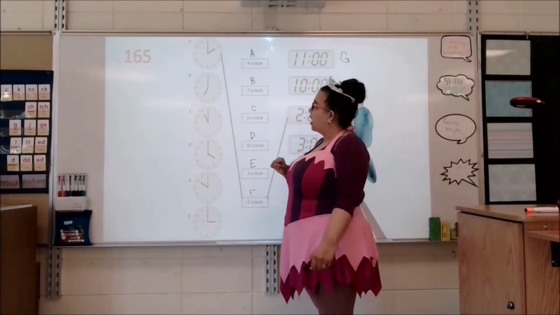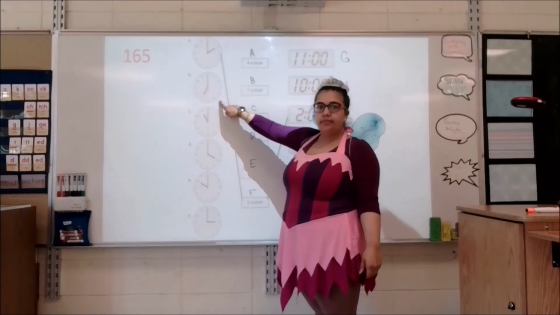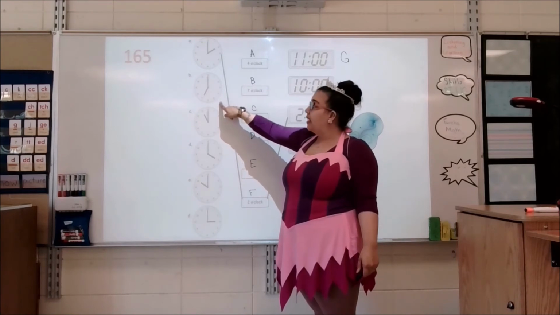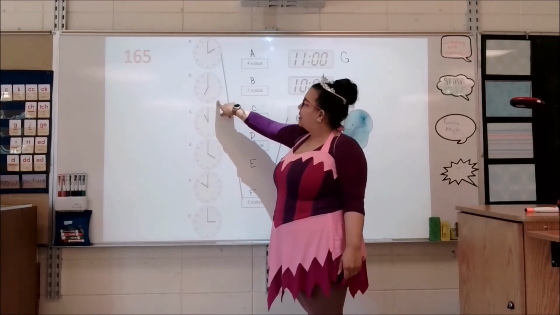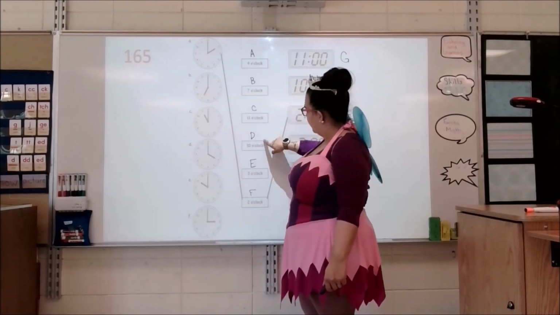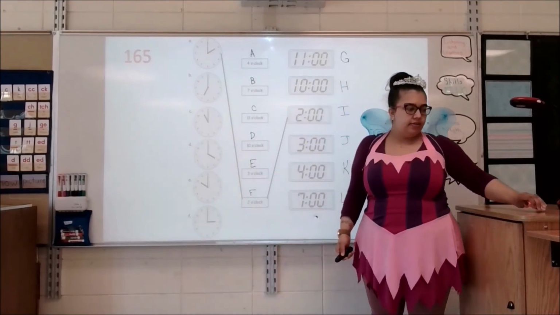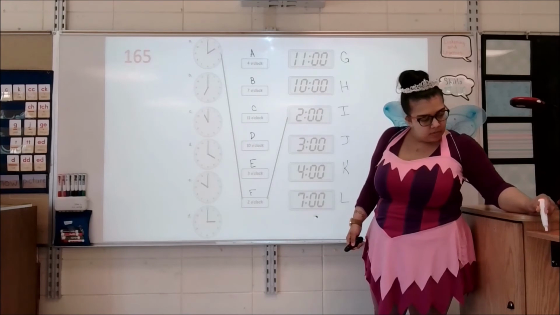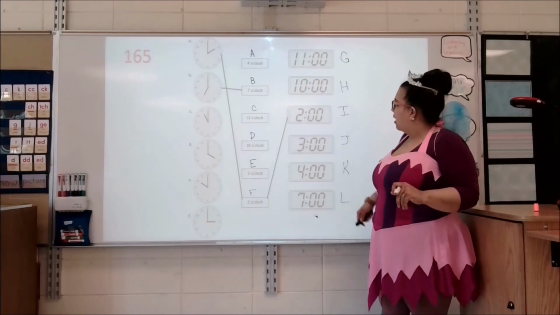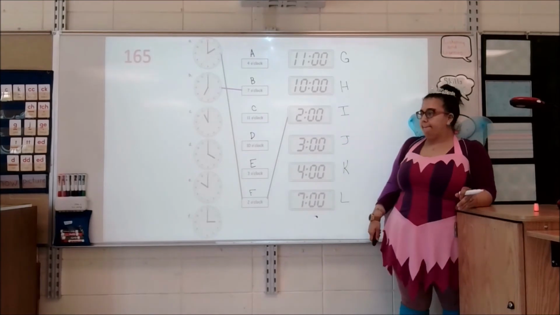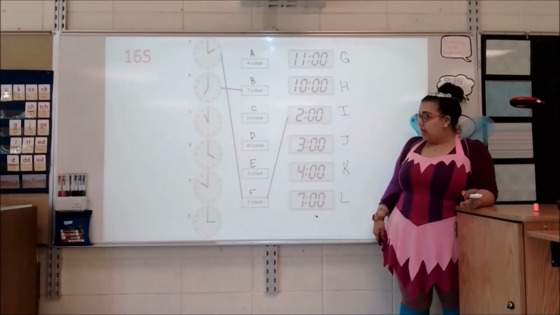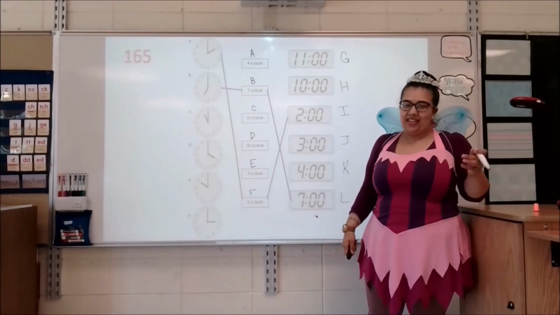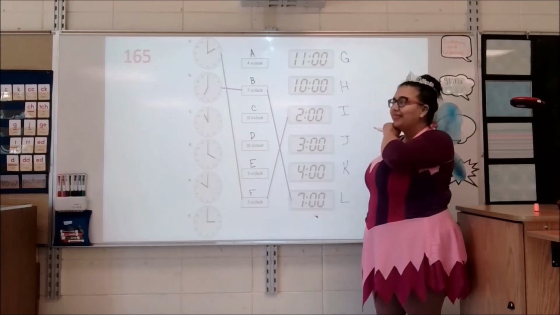Alright, now, can you tell me what time it is on this clock? It is 7 o'clock. Excellent. What does 7 o'clock match with? A, B, C, D, or E? Which one says 7 o'clock? B says 7 o'clock. And which digital clock matches that? L. Excellent. You see how I did that? This is all green and that's all purple. I bet you can guess that the next one's going to be a different color.